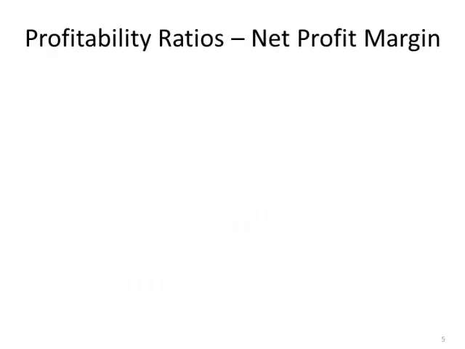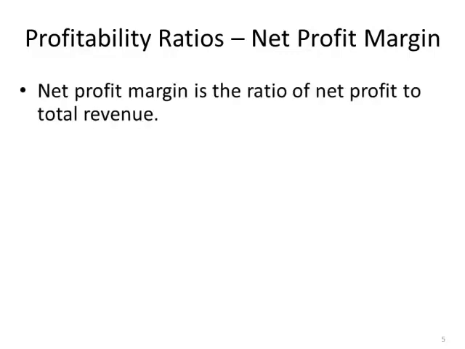Profitability ratios, net profit margin. So the next type of ratio we'll look at is also a profitability ratio, and this is net profit margin. So net profit margin is the ratio of net profit to total revenue, and it's very similar conceptually to operating profit margin. We're taking the profits and dividing it by total revenue. The difference is that with the operating profit margin, we used operating profit, and in this case, we're going to use net profit.